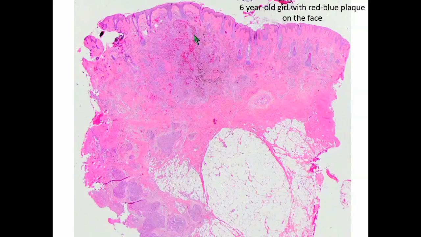You can see that there's a lot of hemorrhage. There's actually loss of adnexa. You can see there's destruction of hair follicles. All of these hair follicles that should be lining up here, they're destroyed. And this proliferative process extends very deep into the reticular dermis and the subcutis.